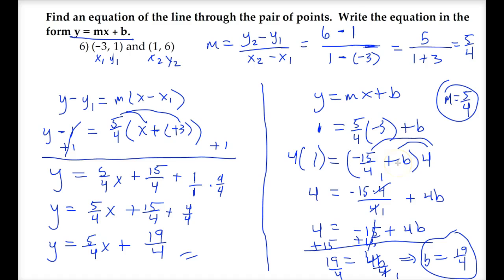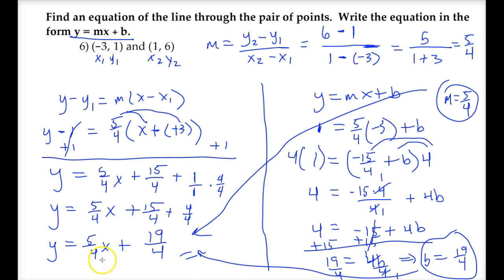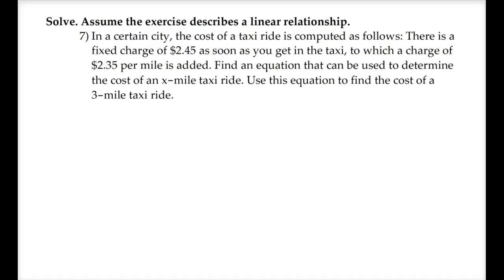19/4. And so now you see why this would actually end up being the answer here. So you just plug it in. Y equals m, which is 5/4, x plus b, which is 19/4. And you see that we get the same answer there. So this is how we actually approach problem number 6. Let's move on to number 7.